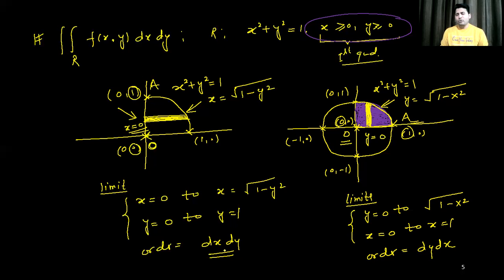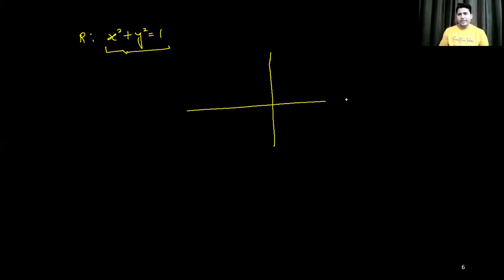Suppose that in the same question, in place of the first quadrant only, the whole circle is given. Then what happens? What I'm saying is, if the region is the whole circle, not only in the first quadrant, it means I just take a circle, but not only in the first quadrant, the whole circle.